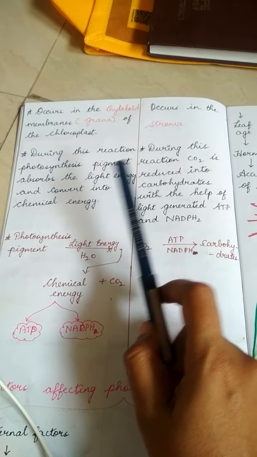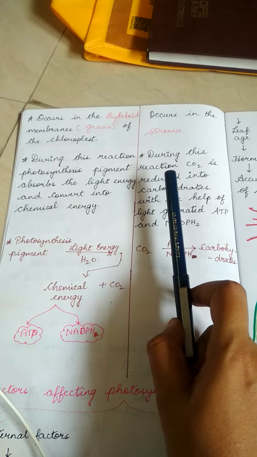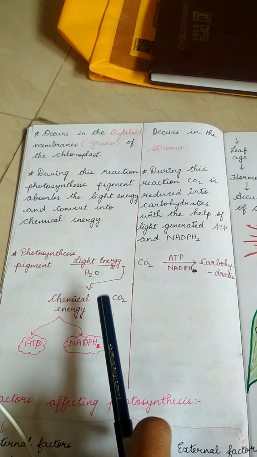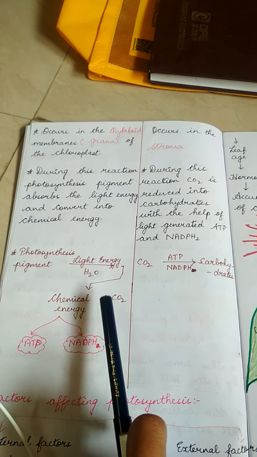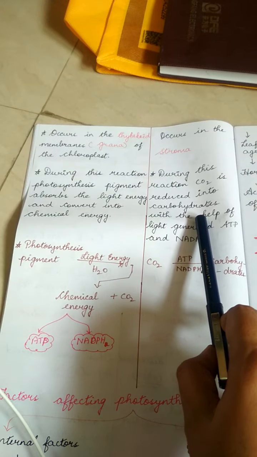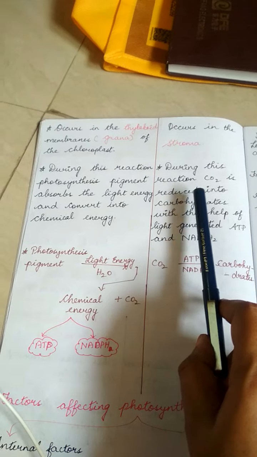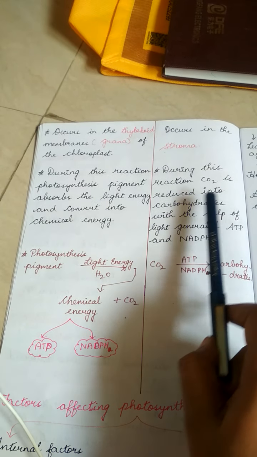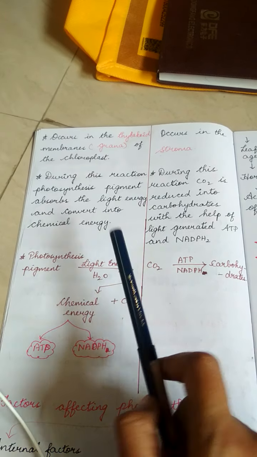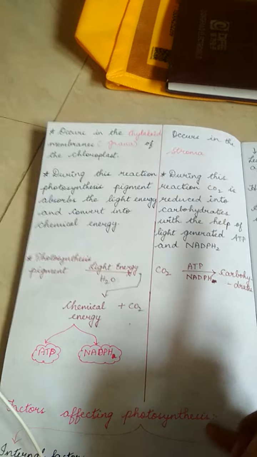and the details about this we will learn in the next class. Now regarding the dark reaction or the Kelvin cycle, during this reaction carbon dioxide is reduced, that is, the carbon dioxide from the light dependent photosynthesis gets used up in the next cycle, the Kelvin cycle, and this carbon dioxide is reduced into carbohydrates with the help of the energy generated from ATP and NADPH.